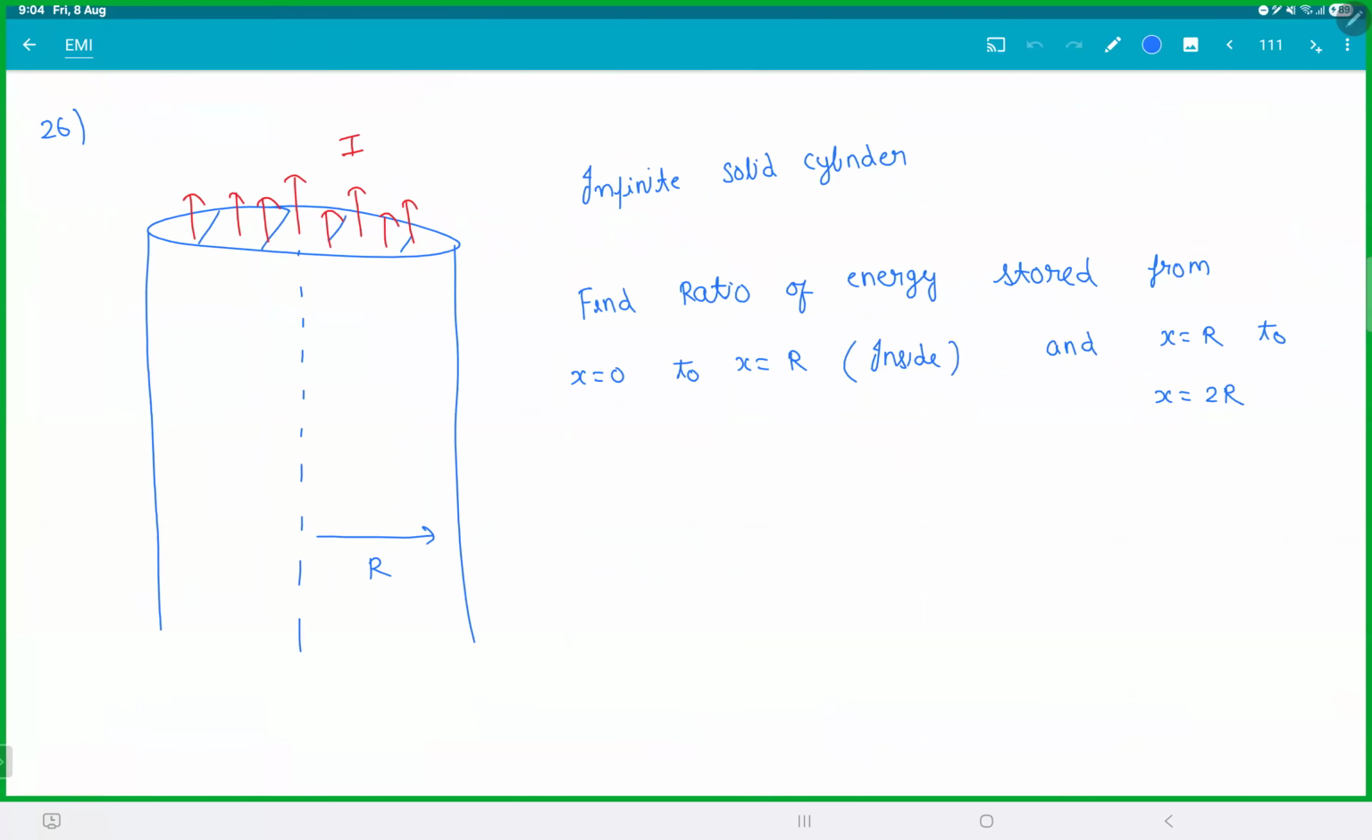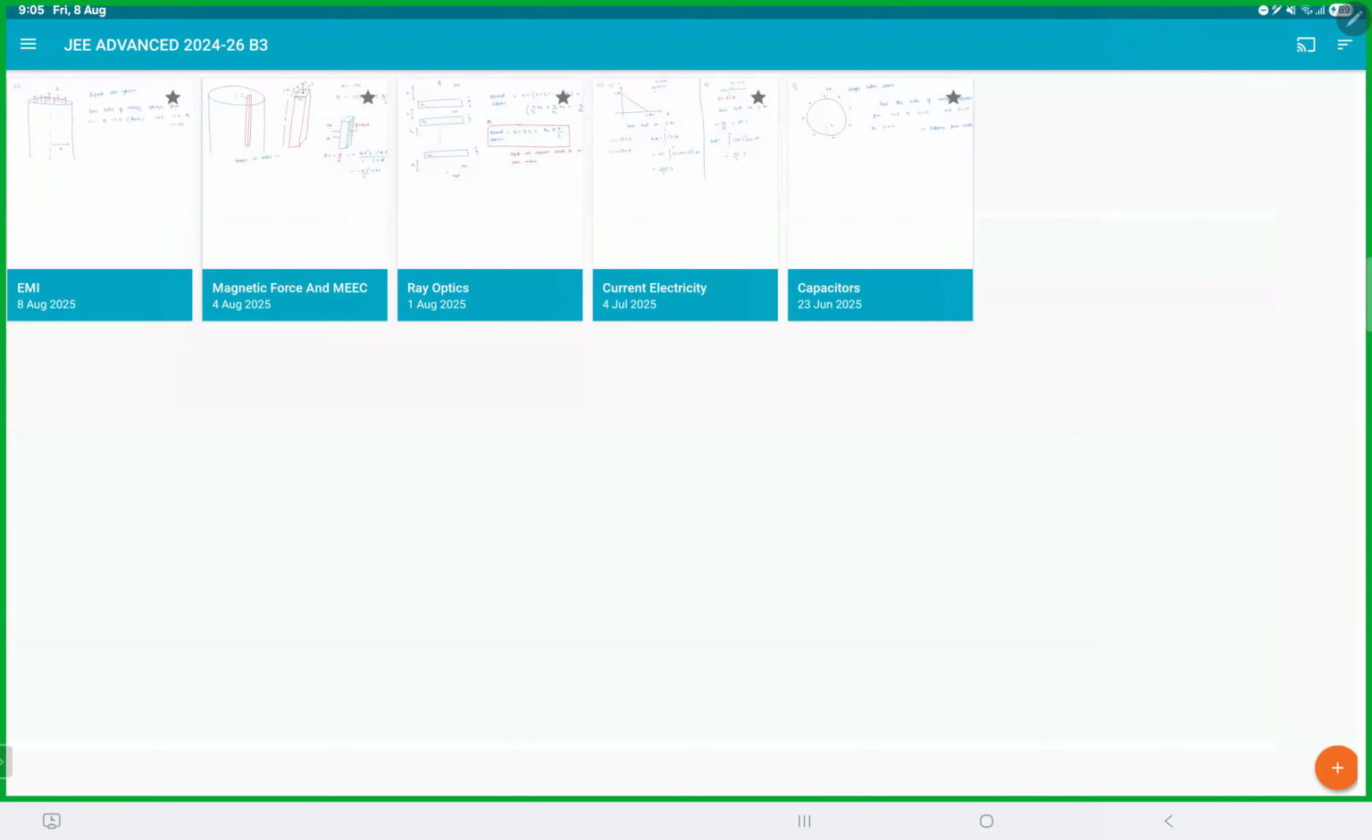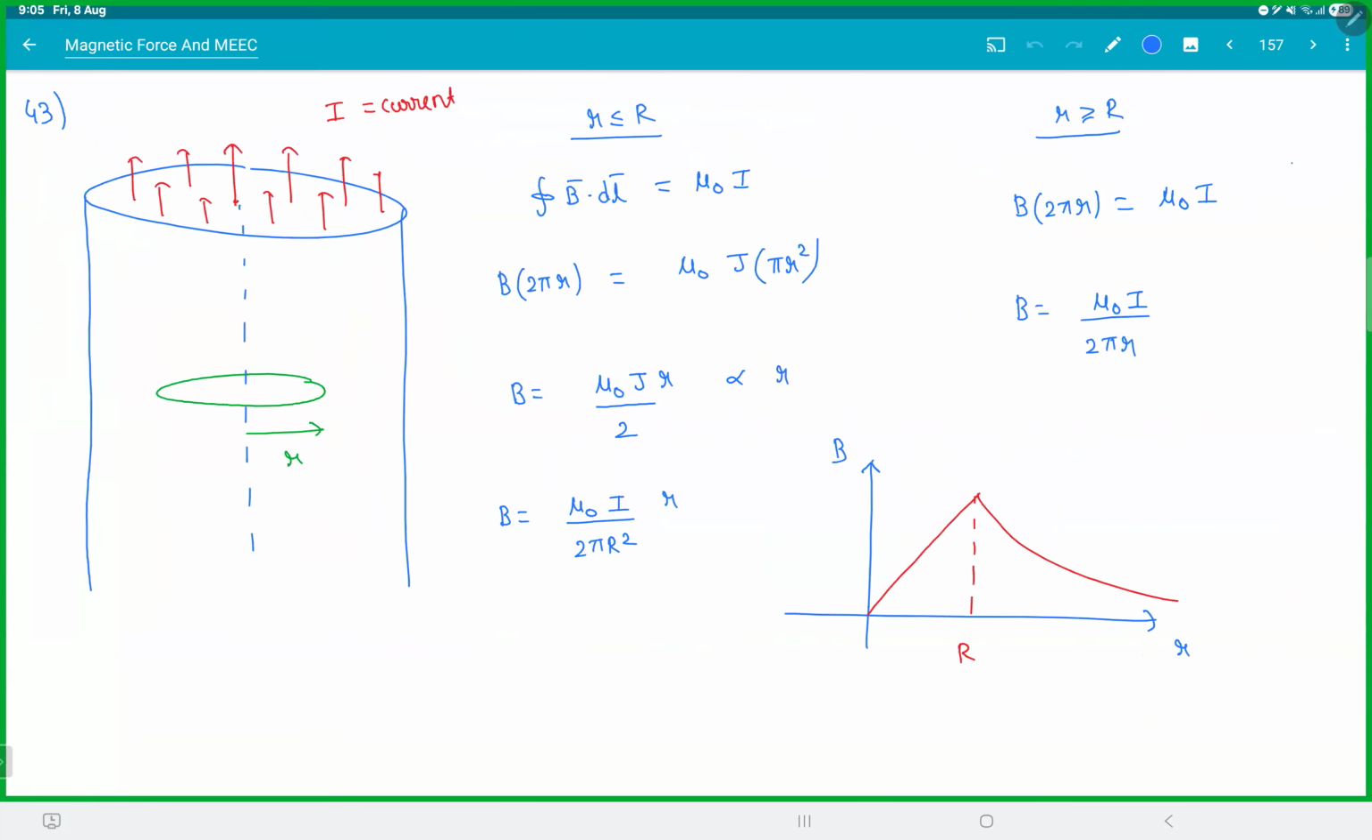First, you need to remember the formulas for a field inside a solid cylinder and outside the solid cylinder. Anyone remembers? Even if you don't remember, you know how to derive using Ampere's law. First get the field, inside and outside. In case you forgot, this is how you do. But try.